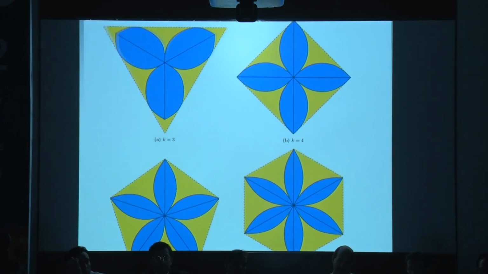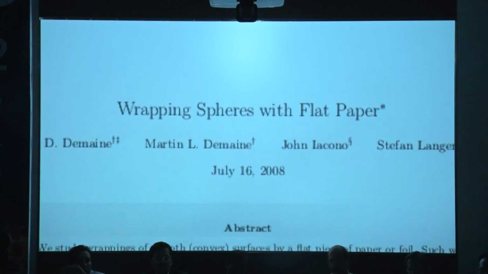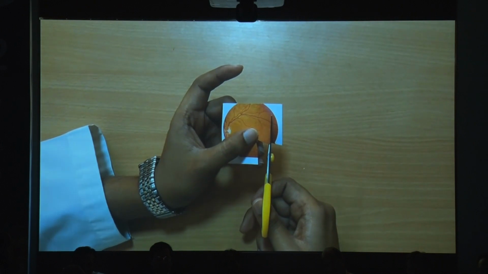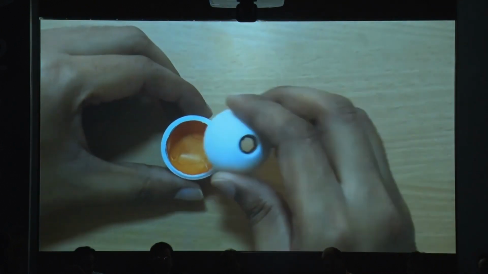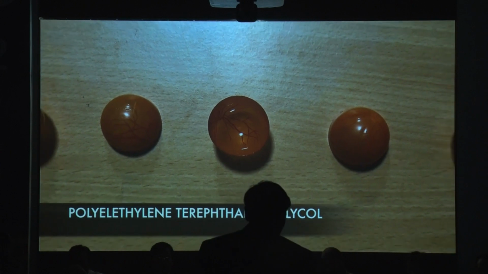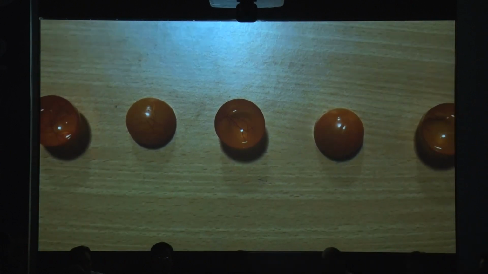A color printed sheet is folded into hemispheres based on the concept of K-comb wrapping and traced and customized using a 3D printer. The same is used on the printout so that it fits perfectly onto the eye model. For a realistic image, a polyethylene terephthalate glycol (PETG) sheet can be used instead.